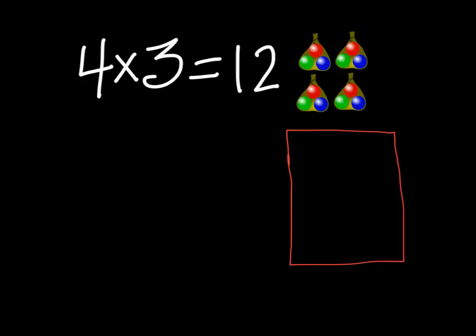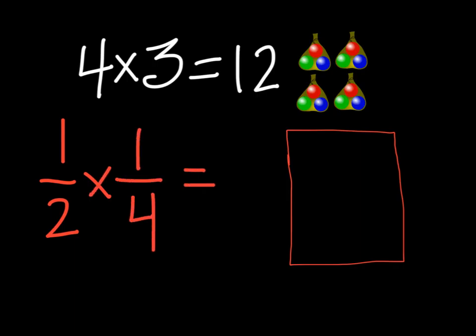Like we just talked about, 4 times 3 equals 12, and that is 12 wholes, as you can see in our picture. Now we are going to multiply 2 fractions together. 1/2 times 1/4. We are going to demonstrate and draw a picture to help us solve this problem.